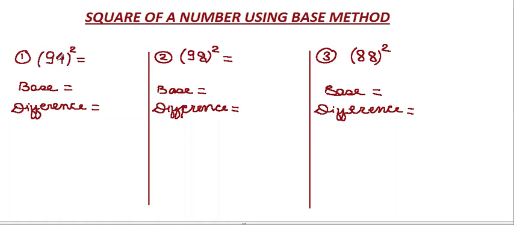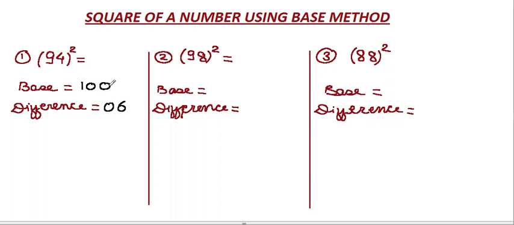So what is the base for 94? The base is 100. Now in this we will see what is the difference between 94 and 100. So 94 is 6 digit lesser than 100. So we will write the difference. For this question we are writing, but this step you have to keep in your mind.